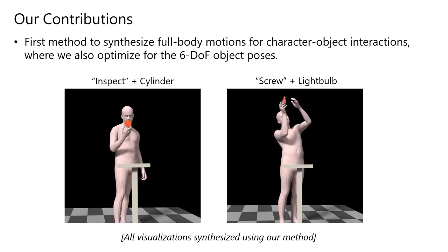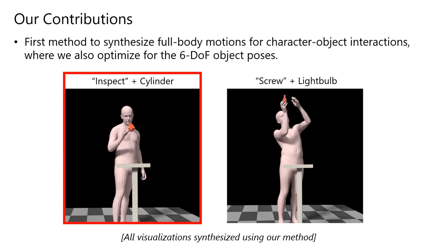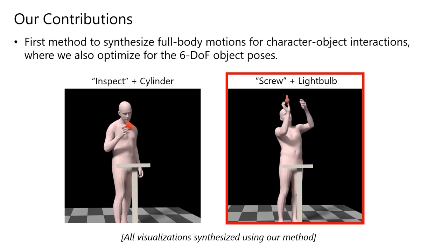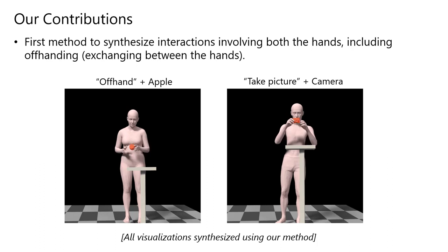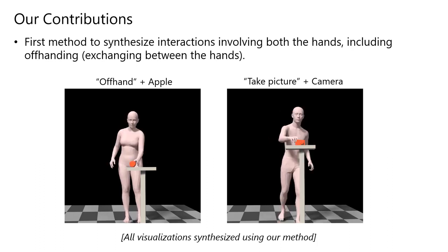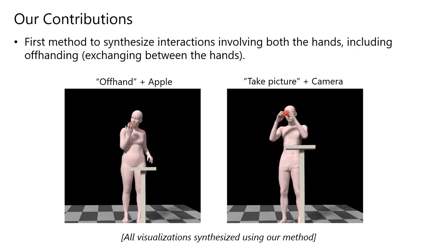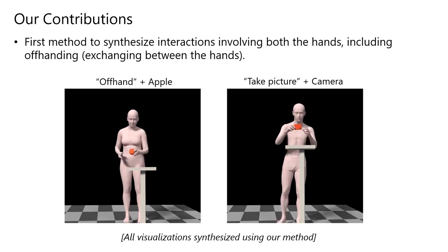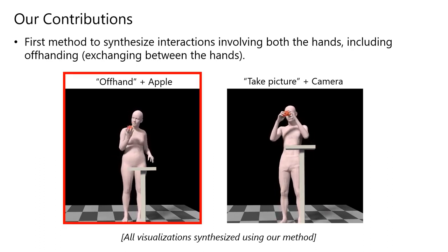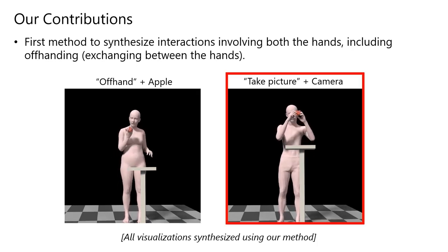We can synthesize generic actions like inspecting, which can be performed with all objects, as well as actions like screwing, which are performed with specific objects like the light bulb. We place special focus on synthesizing interactions involving both the hands. This also includes sequences where the object is exchanged between the hands, a setting that hasn't been addressed before. For instance, we see a sequence where a person exchanges an apple from one hand to another, and another example showing a person holding a camera with both hands for taking pictures.